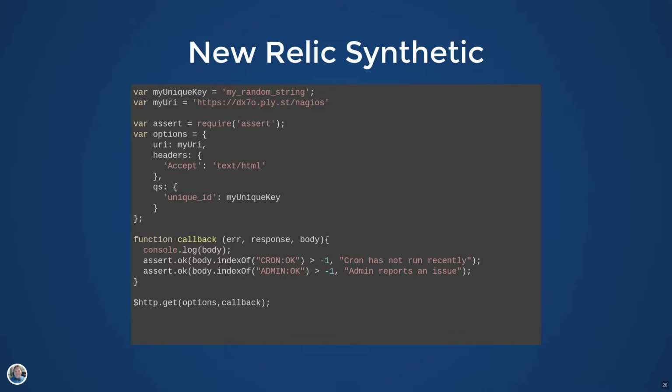Basically, this is the New Relic Synthetic text that you would put in. You just change your API key to whatever you created, and the path that you set to your Nagios output. That's that status page we talked about. And then all the rest is basically just asserting that we see the string cron OK or admin OK, and if not, then we're going to get an alert.